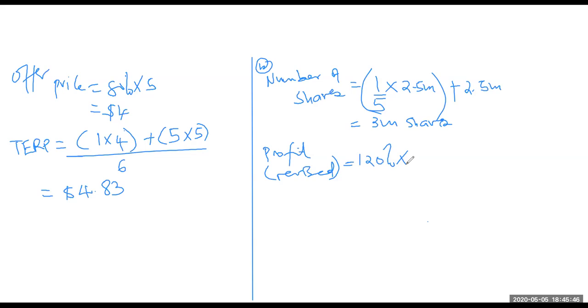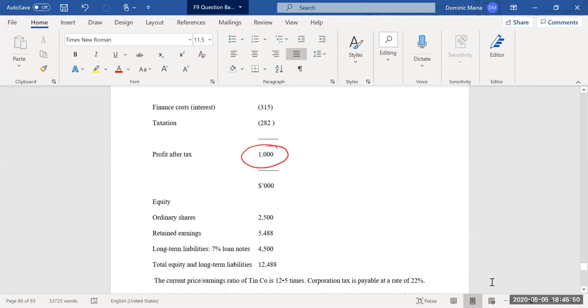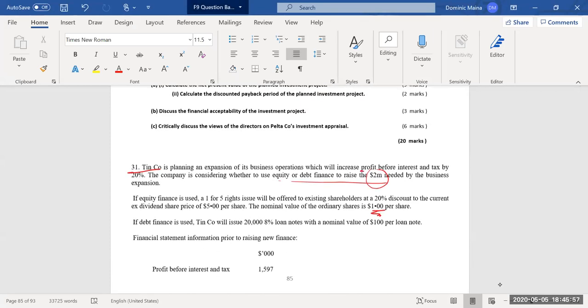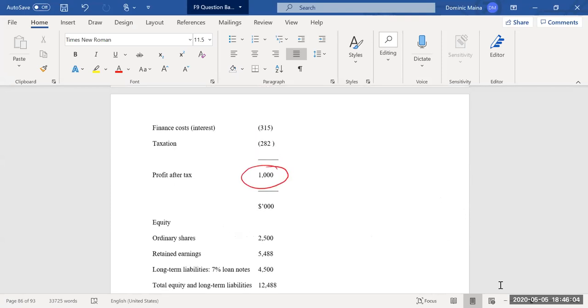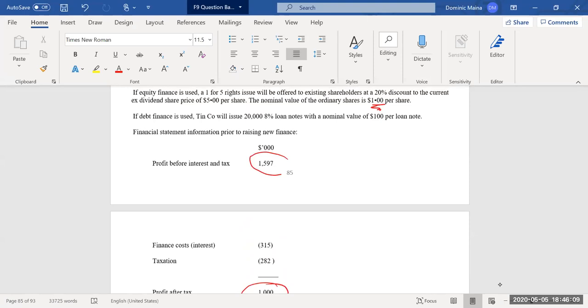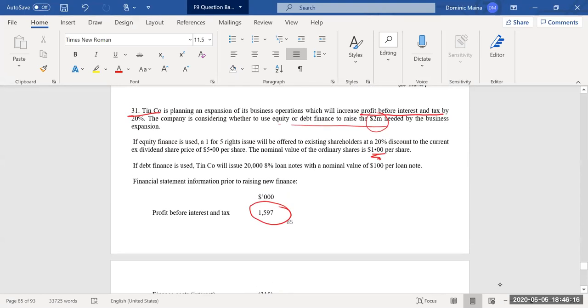And the old profit was how much? It was equal to 1 million. No, be careful. The increase is on the profit before tax. Note that what is increasing is not the profit after tax, but the profit before tax. And the profit before tax for this company is 1597, not the 1 million. So what is increasing is the 1597 profit before interest and tax. Yes, okay.